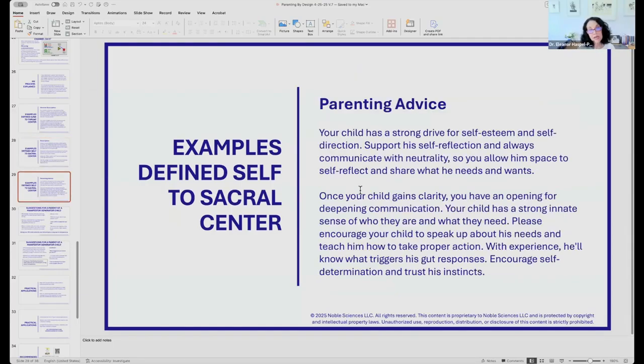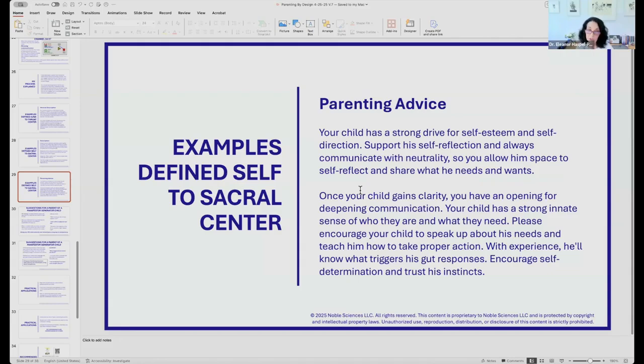So in parenting, the child has a strong drive for self-esteem and self-direction. Support his self-reflection and always communicate with neutrality. Because what you want to do if the child has the self to the sacral is you want to allow the child space to self-reflect and to share what he needs and wants before you're giving input. So once your child gains clarity, you have an opening for deepening communication.